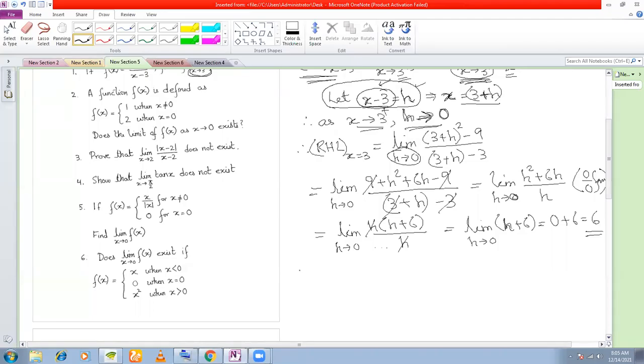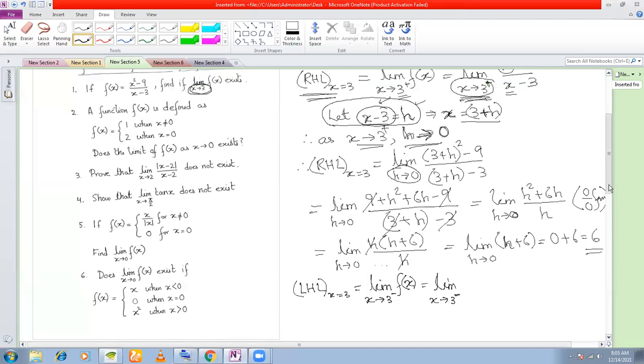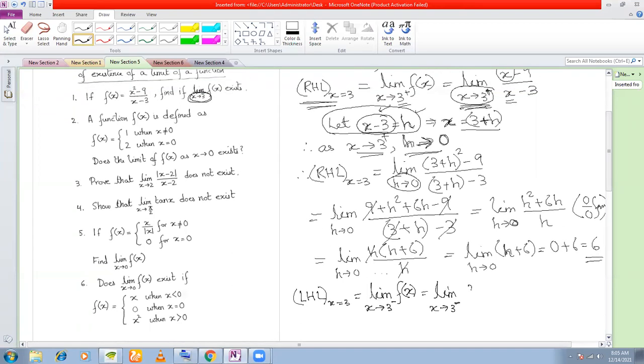Now we'll find out the left hand limit at x is equal to 3. From the definition, limit x tends to 3 minus, that is x is approaching 3 from values that are lesser than 3, of f(x), which is equal to limit x tends to 3 minus of (x square minus 9) by (x minus 3).